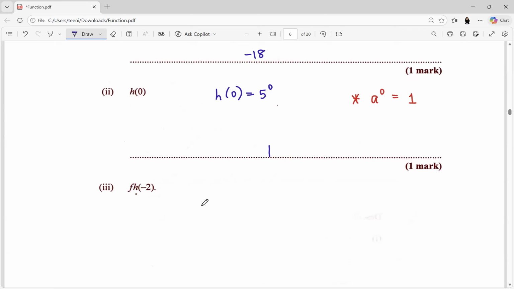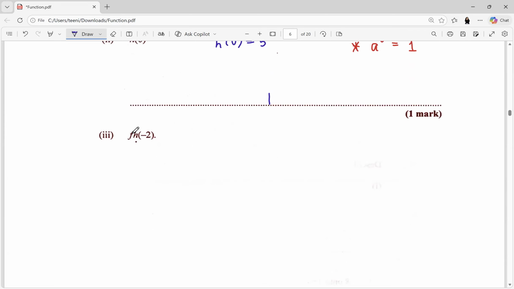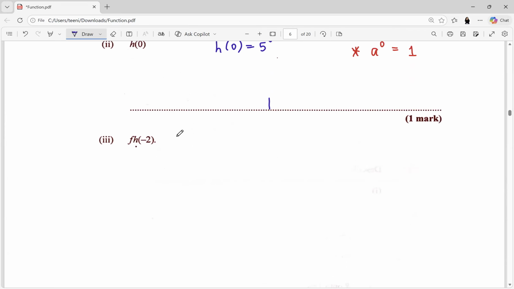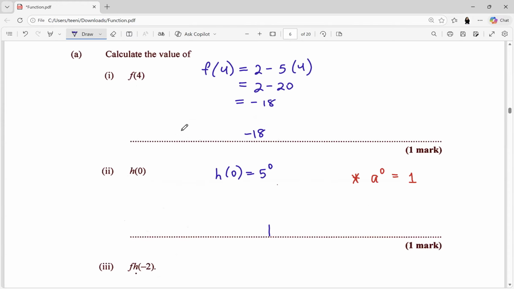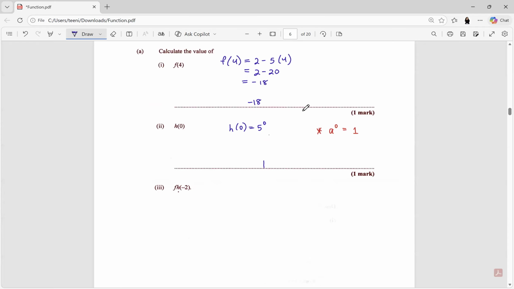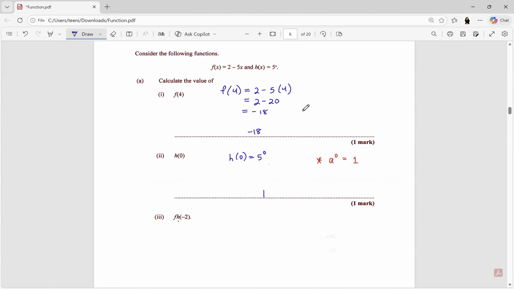And now the third part of this question is to find f of h of negative 2. So let me zoom out. f of h of negative 2. So here's what you would do for this one. Instead of finding f of h and then substituting negative 2 into it, I suggest finding h of negative 2 first and then substituting that into f of x, because that's an acceptable way to do it as well.